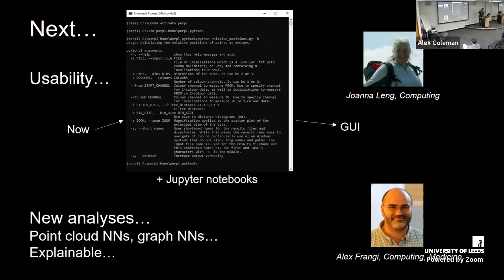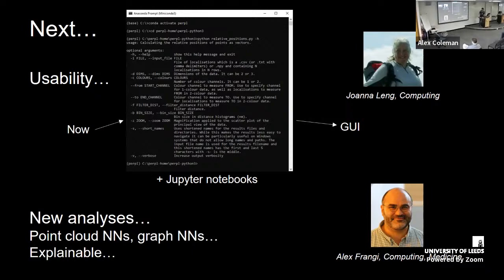So along the way, I've had lots of help. Joanna in computing has been particularly helpful in helping me to start to make it usable, because of course we published it and said other people can use this, and it uses terminal input at the moment, which won't be very friendly for a lot of people, and takes you through model fitting in Jupyter notebooks. But we would like it to be easier for people to use than that and a bit more interactive.